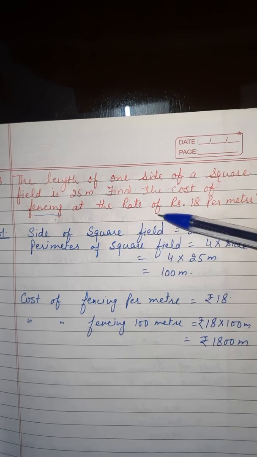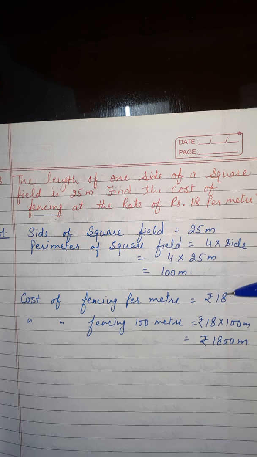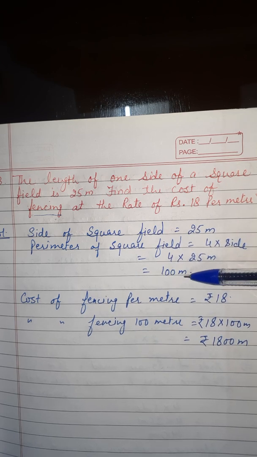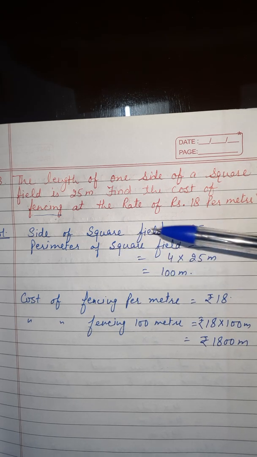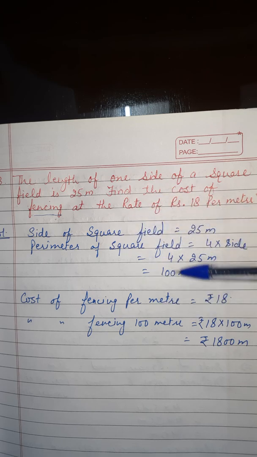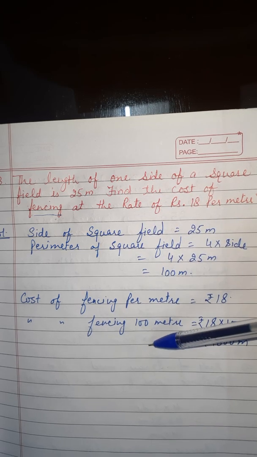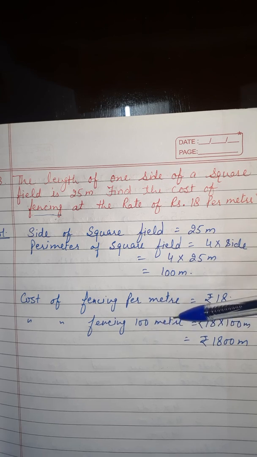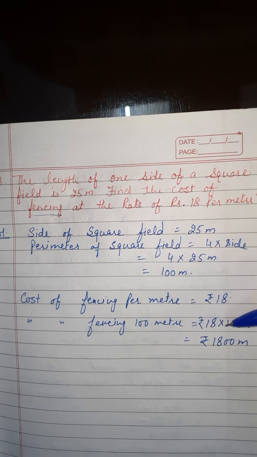The cost of fencing is given. The cost of fencing per meter, that is 1 meter, is rupees 18, and we need the cost of fencing 100 meter, because the total length of the boundary of the field is 100 meter. So we have to calculate the cost of 100 meter fencing. So here it is 18 multiplied by 100, that is 1800 rupees.